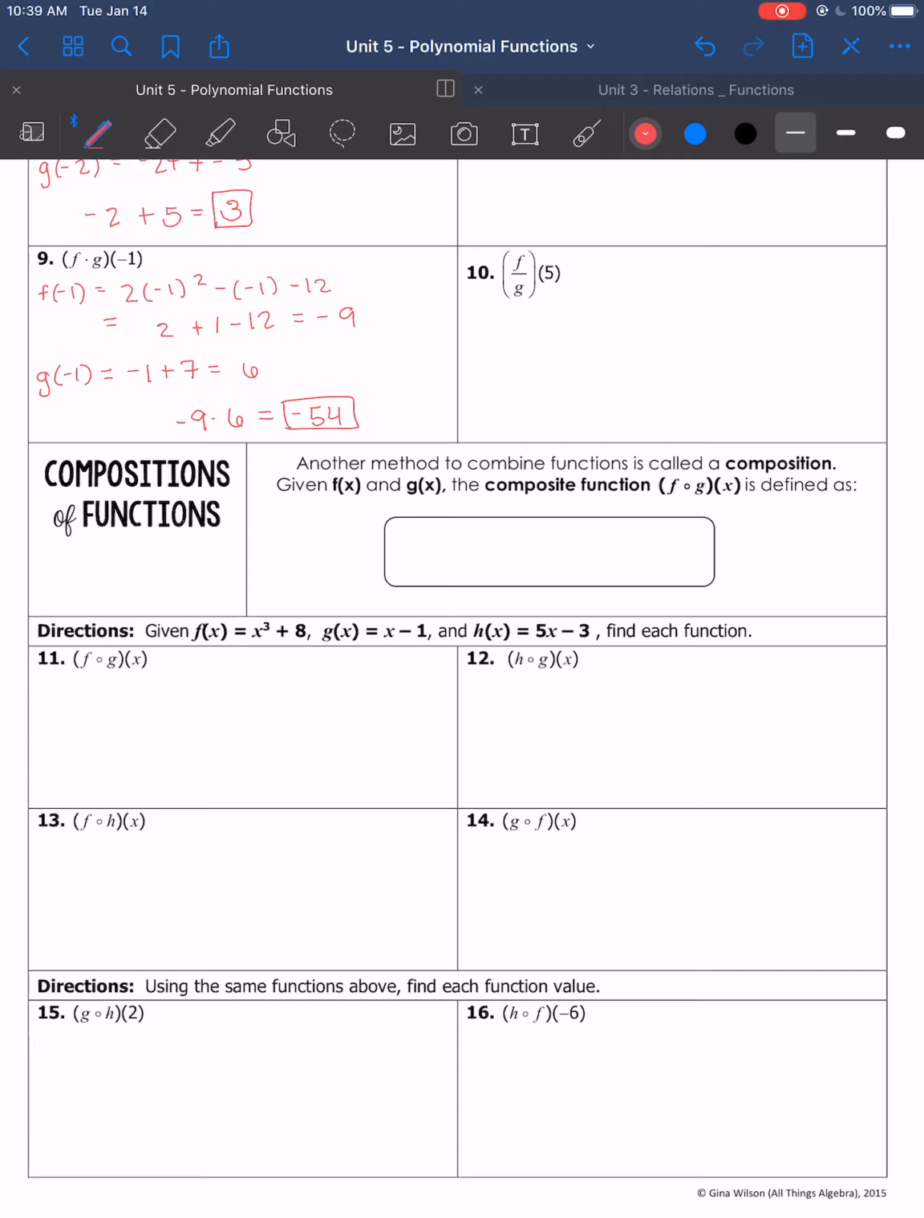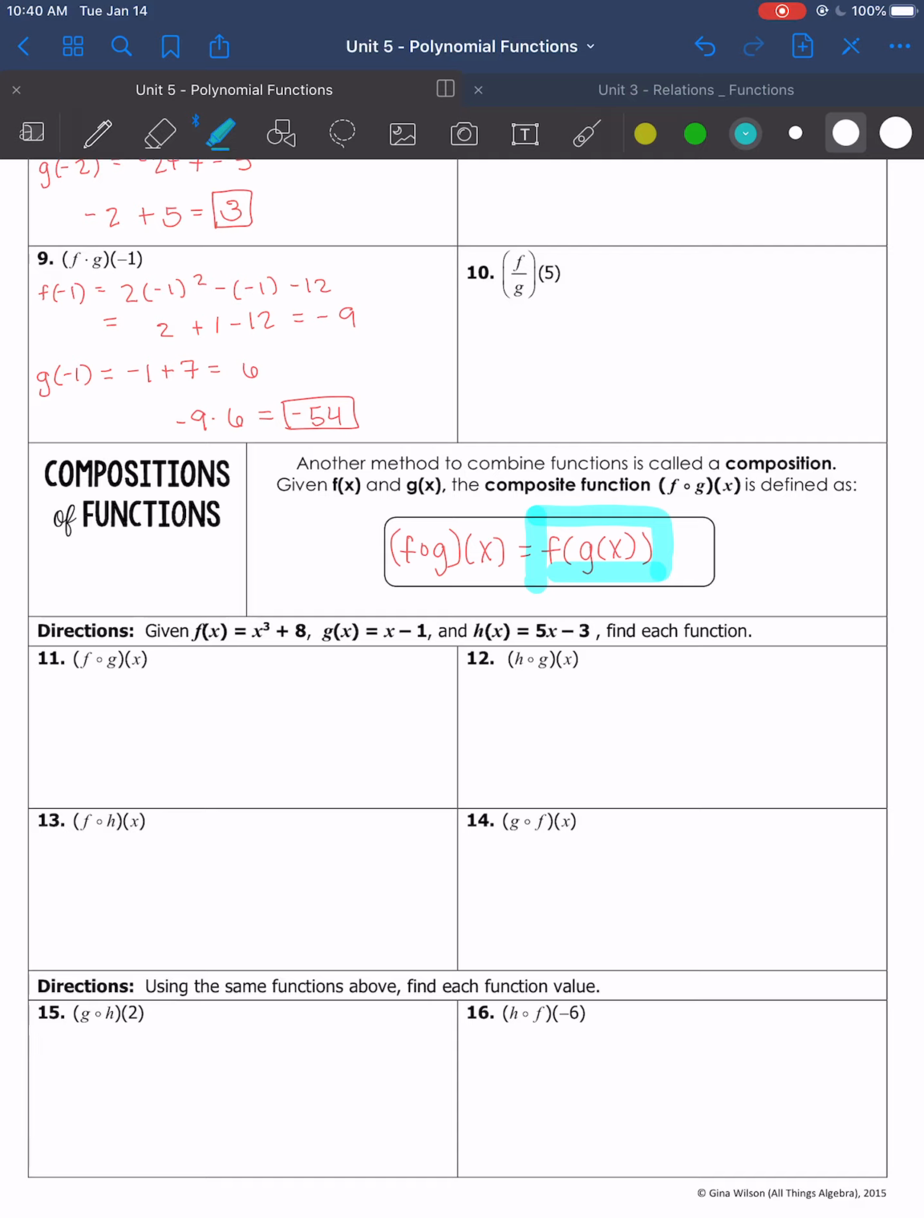is defined as, there's two ways to write it. And it's different than multiplication. That is not a multiplication sign, it's a little open circle. So you either have the f composed of g of x, where f and g are written together in parentheses and then the x, or I like this one, where you put g inside of f, because in my head it makes more sense, but that's up to you.